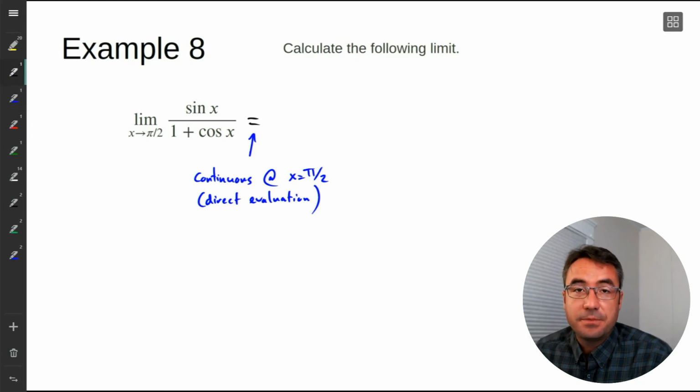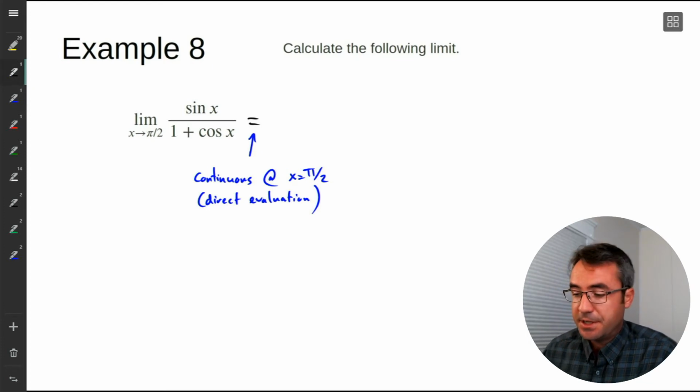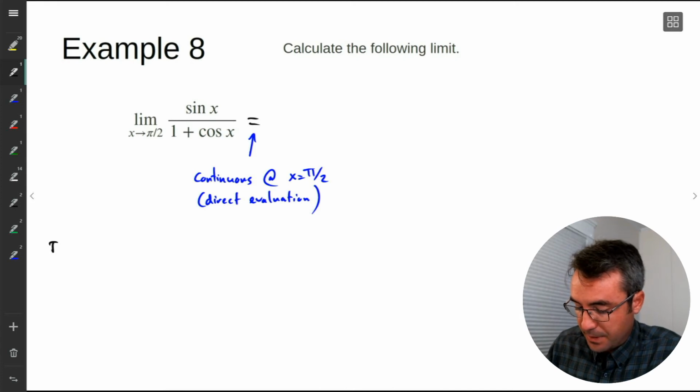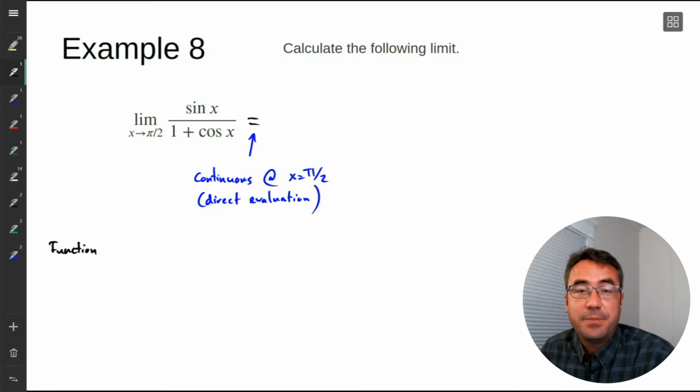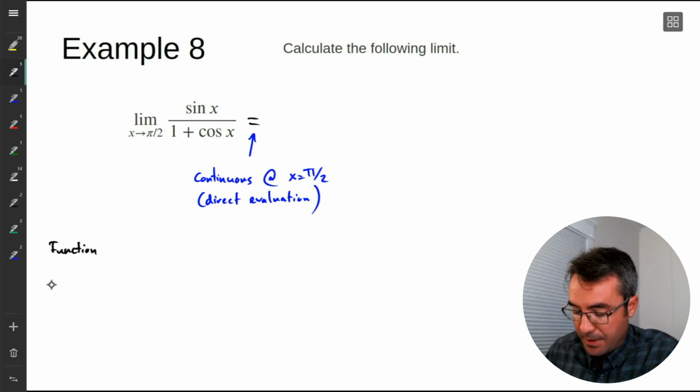So let's go through and figure out where this function's continuous, the same type of analysis we just did. We'll write out the different pieces of our function, and then we'll write out the intervals where they're continuous.